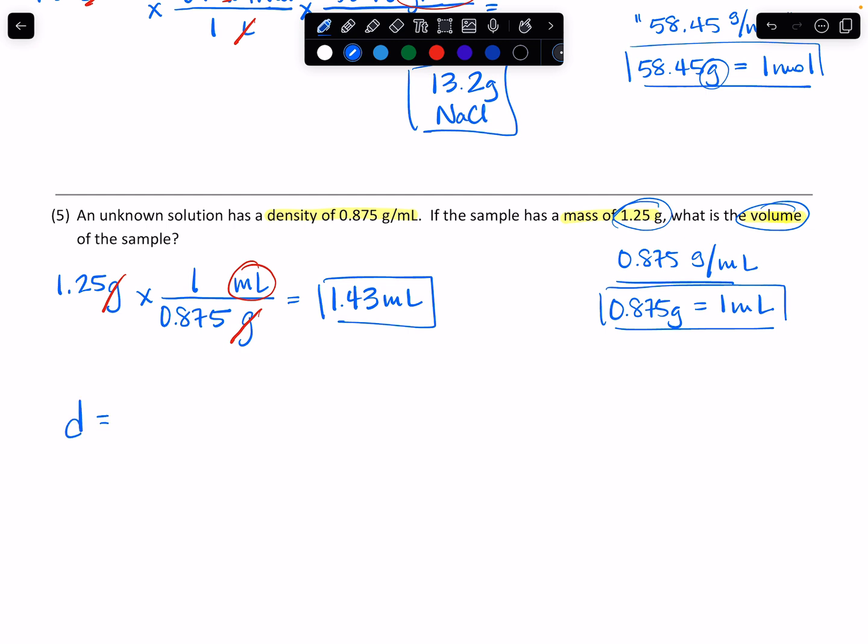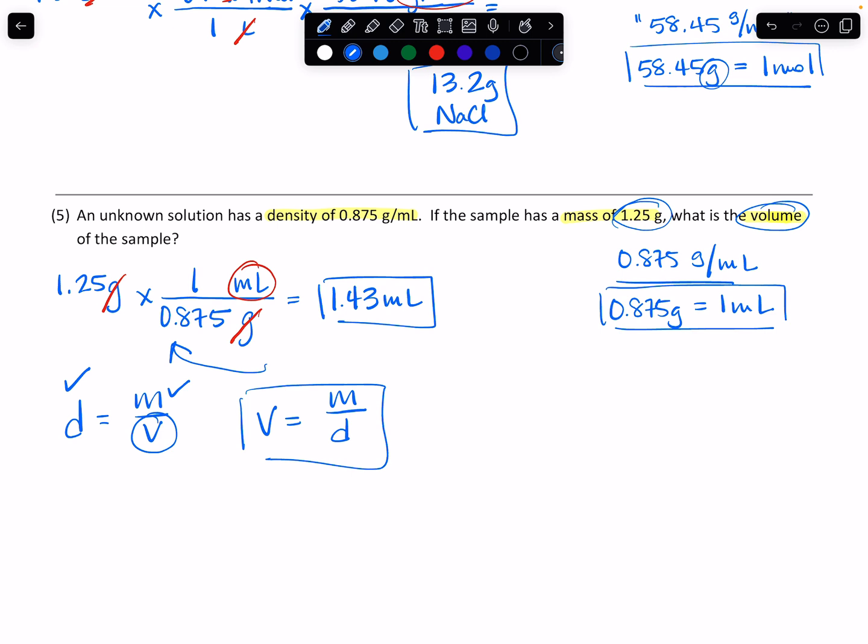We could use algebra. We know that density is mass divided by volume. In this case, we knew what density was. We knew what mass was. We could have solved that for volume. So that rearrangement would have given us volume is equal to mass divided by the density. And if you look at what we've done up here, that's exactly what we did. We took that mass number and divided it by the density value. So you can do it either way.